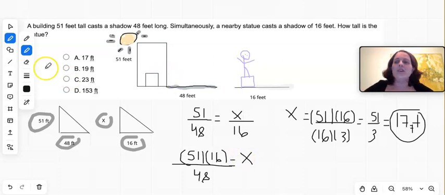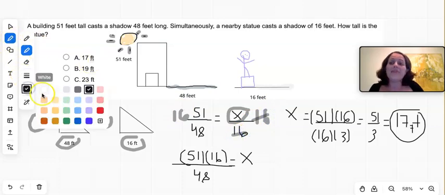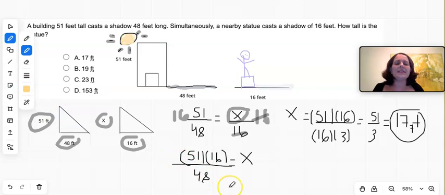So what I'm going to do here is, instead of cross multiplying, I want the X by itself. Because I want the X by itself, I need to move the 16, because the 16 is dividing, so it's going to go to the other side multiplying. Or you can also say 16 here, and then you multiply 16 here, and that's basically going to cancel out. Now that I have this, I can say 51 times 16 divided by 48 is going to give me the value of X.